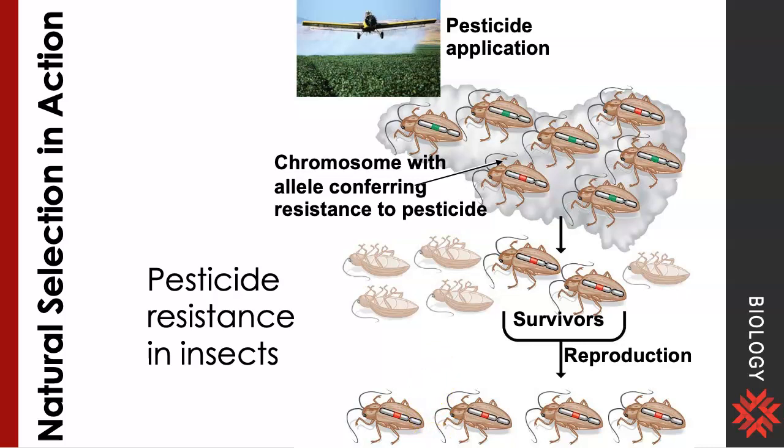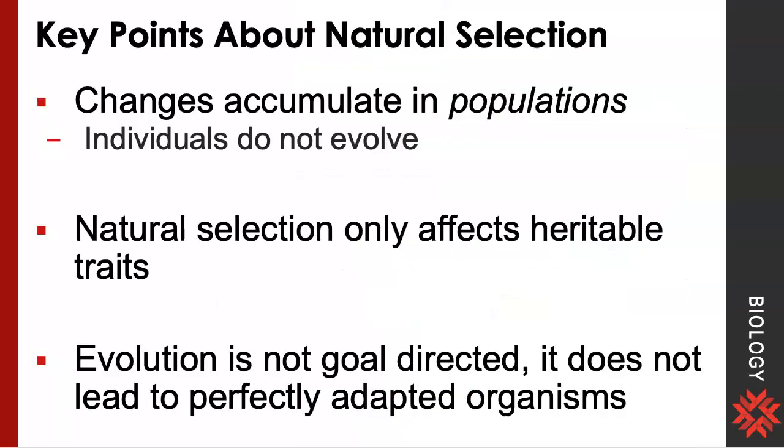Okay, so let's look then at a couple of key points that we mentioned that I just want to make sure are highlighted. So changes due to natural selection are going to accumulate in populations over time. And what I mean by that is that individuals do not evolve. One individual cannot evolve. The smallest level that can evolve is a population. And remember, a population is a group of the same species that are living in the same place at the same time and able to interbreed with one another.